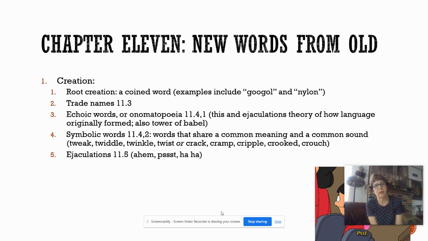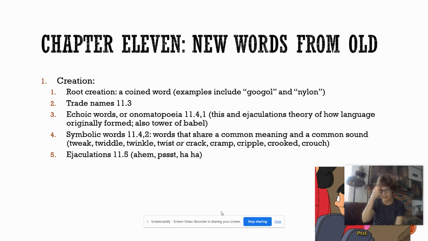Similar to echoic words are what are called symbolic words, and those are words that share a common meaning and a common sound. And I do believe I gave you some of 11.4, number 2 here for homework. But for an example, let's see, tweak, twiddle, twinkle, and twist. They all have to do with twisting in a sort. Likewise, if you look at glare, gleam, glimmer, glint, glisten, they all have that GL sound, and sure enough, they all have a somewhat similar meaning that has to do with something. I won't give that one away.